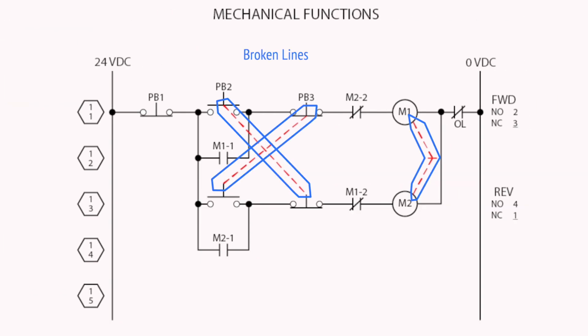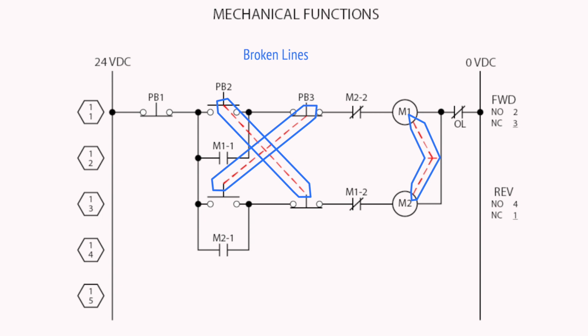A broken line in a control circuit diagram normally indicates a mechanical connection. Be careful to not make the mistake of reading a broken line as part of the electrical circuit. This ladder diagram contains a forward and reverse push button. The broken lines on these buttons indicate that their normally open and normally closed contacts are mechanically connected. When pressing the button, one set of contacts will open and the other set will close.